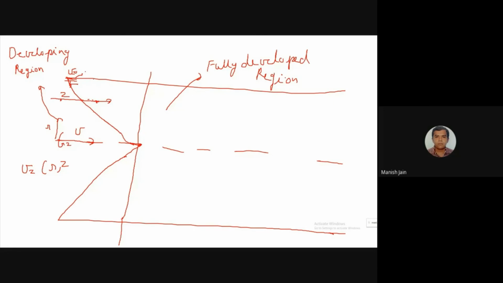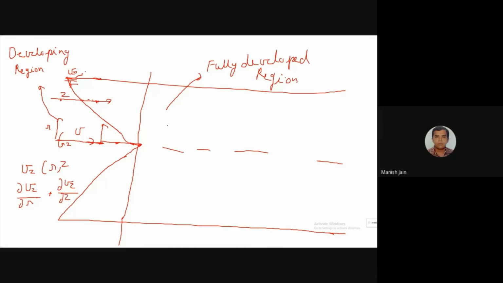In the r direction you have the solid body. Here you have no effect of the solid body. In the r direction also the velocity is changing. So you have the partial differential equation, del Vz by del r plus del Vz by del z. That will be difficult to solve.